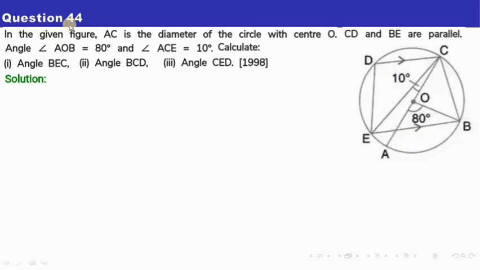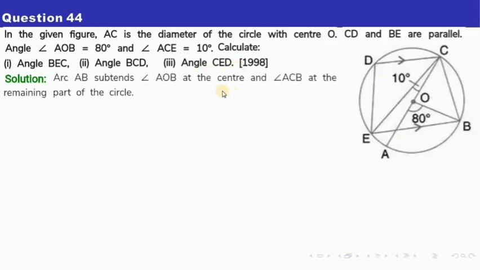So question 44 says, in the given figure, AC is the diameter of the circle with center O. CD and BE are parallel. So they are given to be parallel in the diagram itself. AOB is given to be 80 degree, alright, and ACE is given to be 10 degree, alright. So this angle is given to be 10 degree. So we need to calculate the angle BEC, BCD and CED.